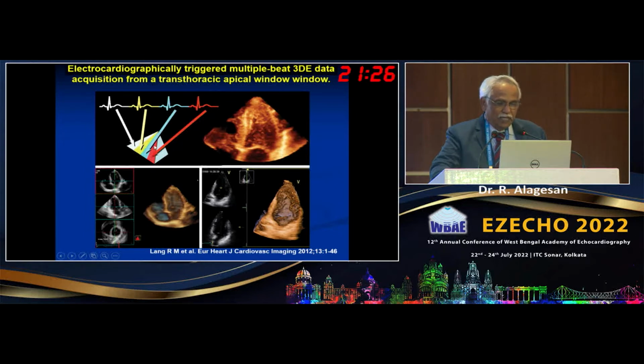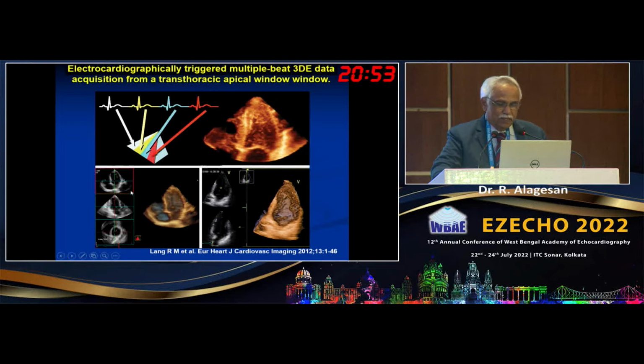3D full volume picture, full volume data. This can be obtained from a single beat, 2 beats, 3 beats, up to 7 beats we can use. The higher the number of beats, the higher the volume rates which are obtained in the full volume data set. So preferably, you should use at least 4 beats. Ask the patient to hold the breath in expiration and then capture the full volume data set from 4 beats.